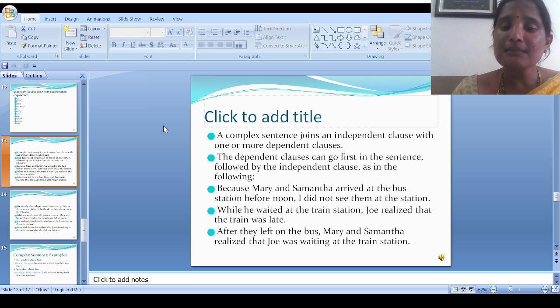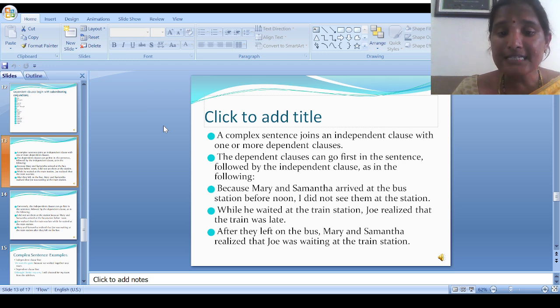Because Mary and Samantha arrived at the bus station before noon, I did not see them at the station. While he waited at the train station, Joe realized that the train was late. After they left on the bus, Mary and Samantha realized that Joe was waiting at the station. These sentences are taken as complex sentences because they are joined. One sentence is depending on the other.